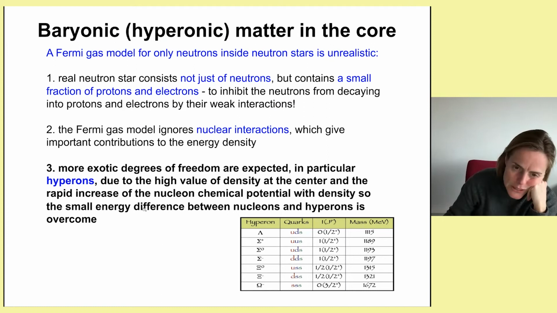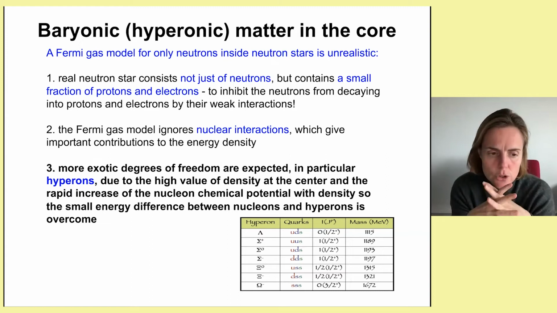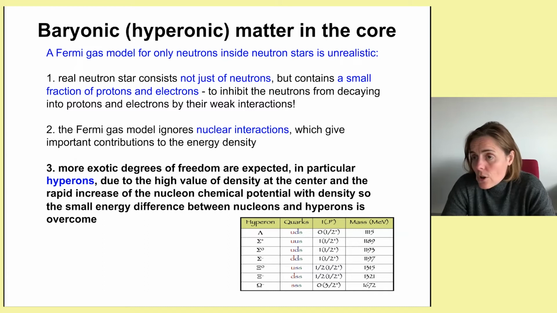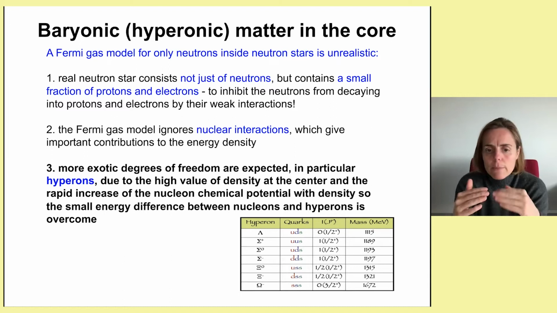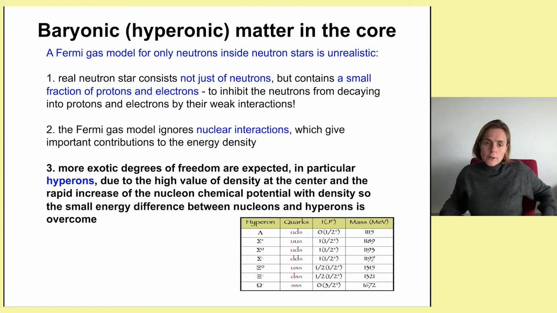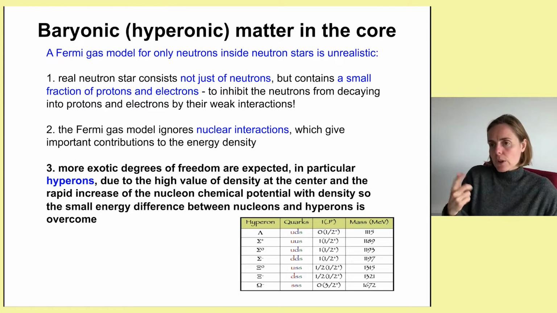Due to the high value of the density at the center of the star, as you go farther inside the neutron star, you get larger densities. And the chemical potential of the nucleon is also increasing with density. So it could be that the small energy difference, let's put it like that, between the nucleons and the hadrons, which at first order is the mass, is overcome because the chemical potential of the nucleon is increasing with density. So it could happen that this energy difference is somehow not so important anymore, because actually what matters is how the chemical potentials of these two particles compare to each other. Basically, that's the idea.